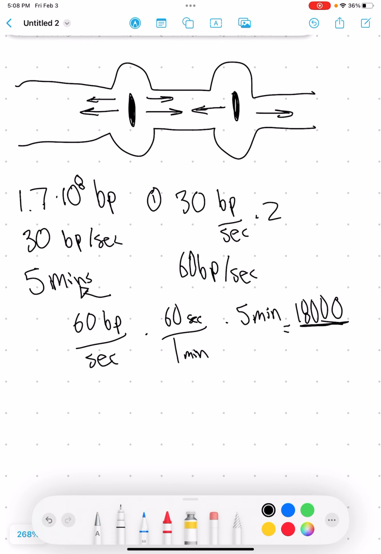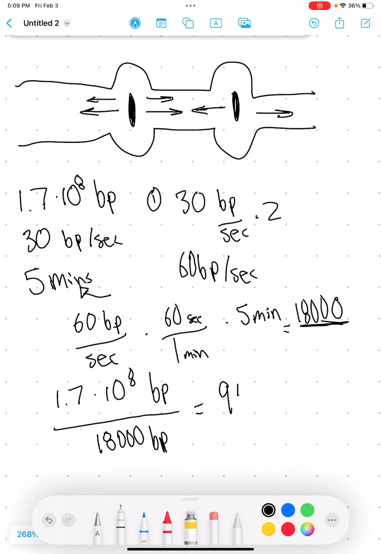Now all we need to do is take the total amount of base pairs in the genome and divide it by the amount of base pairs coded for each origin in 5 minutes, and that gives us roughly 9,444 origins of replication. So it would take 9,444 origins of replication, each coding 18,000 base pairs, to code the entire genome in 5 minutes.